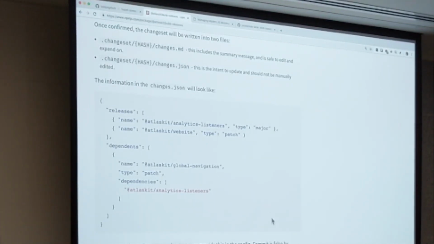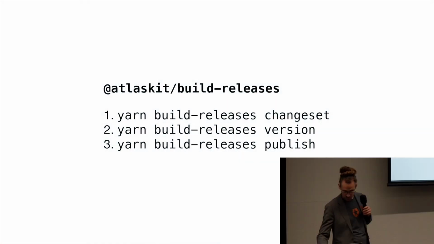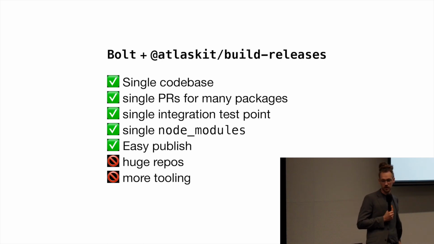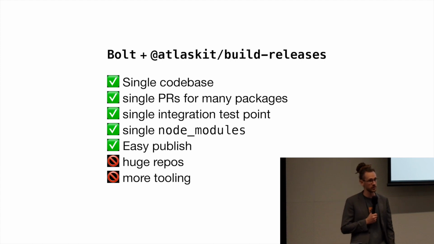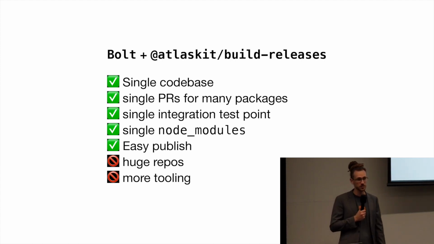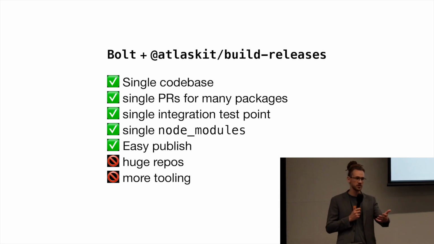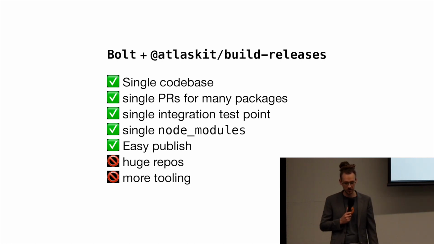Okay, so run these commands, and then you end up with quite a nice pros and cons list using Bolt plus Build Releases. And this is the tooling that I'm using for my project Cete at the moment. Single code base, single PRs, we can bump many packages in one go, and we often do. We find a bug somewhere deep down the hierarchy, we change the API, other packages need to be changed as well. Do it in a single commit, single PR, it's great.